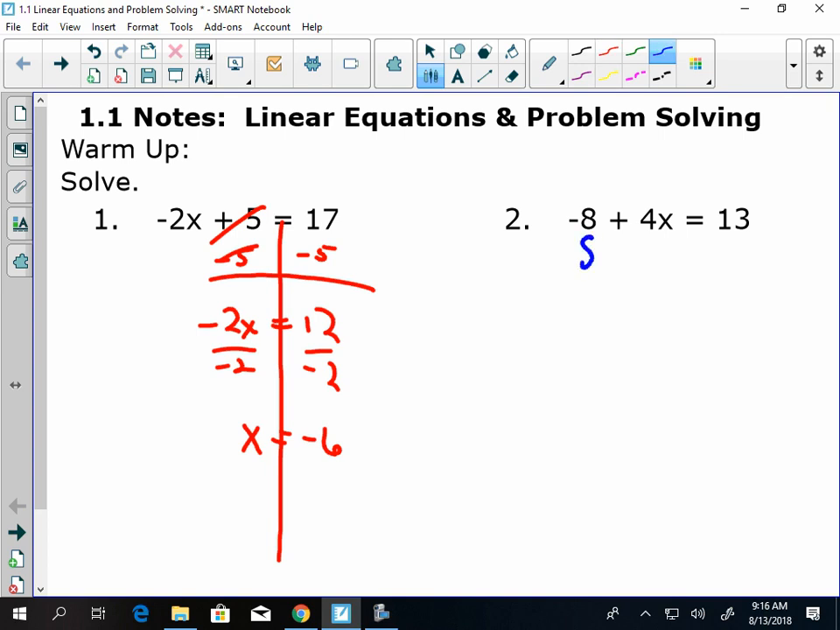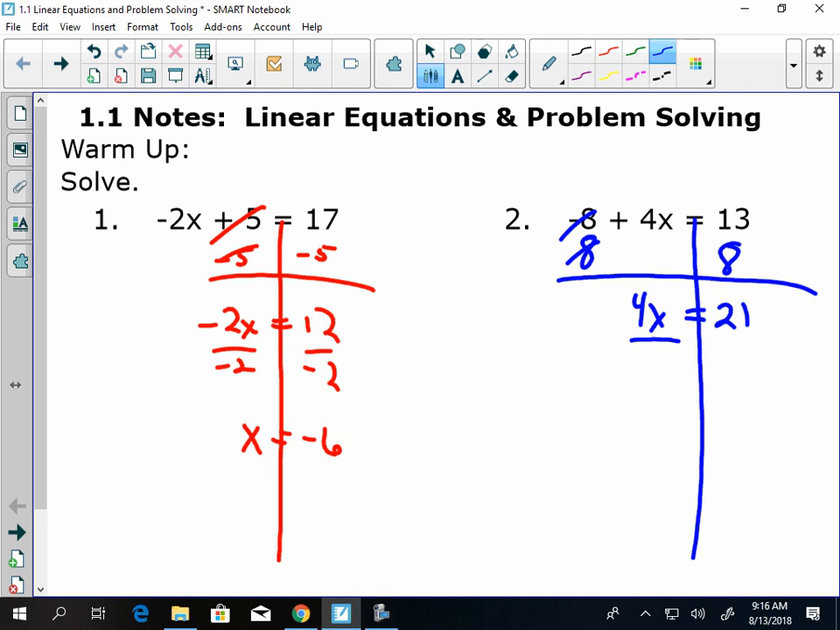Over here again, I'm going to add 8 because that's my loner. 4x equals 21. Divide by 4. Does 4 go into 21 evenly? No. Now, in your calculator, please just hit the fraction button.